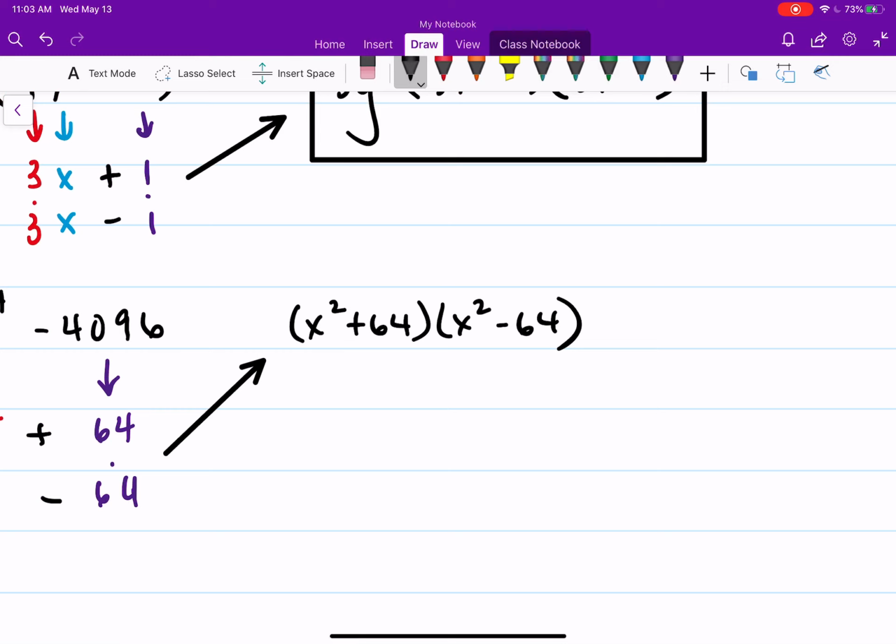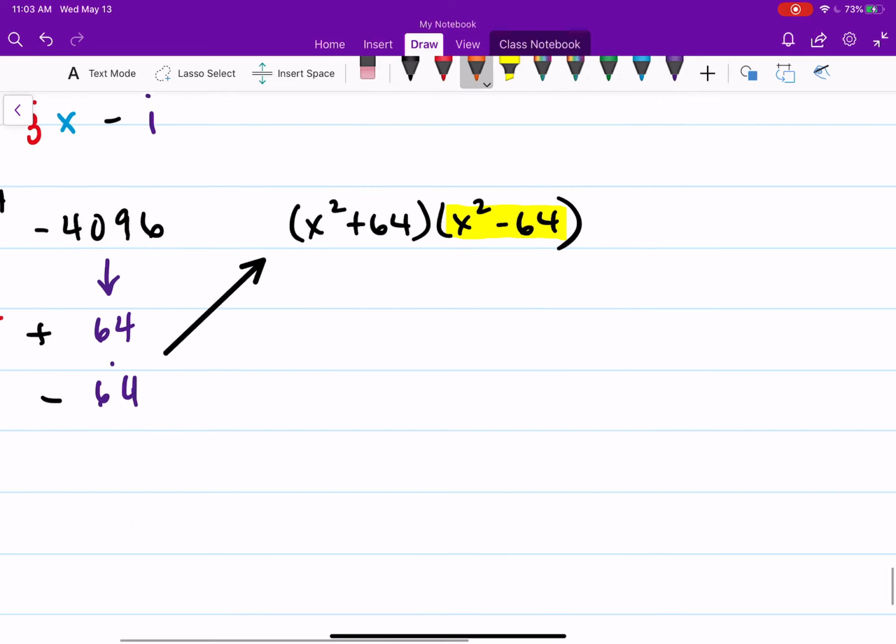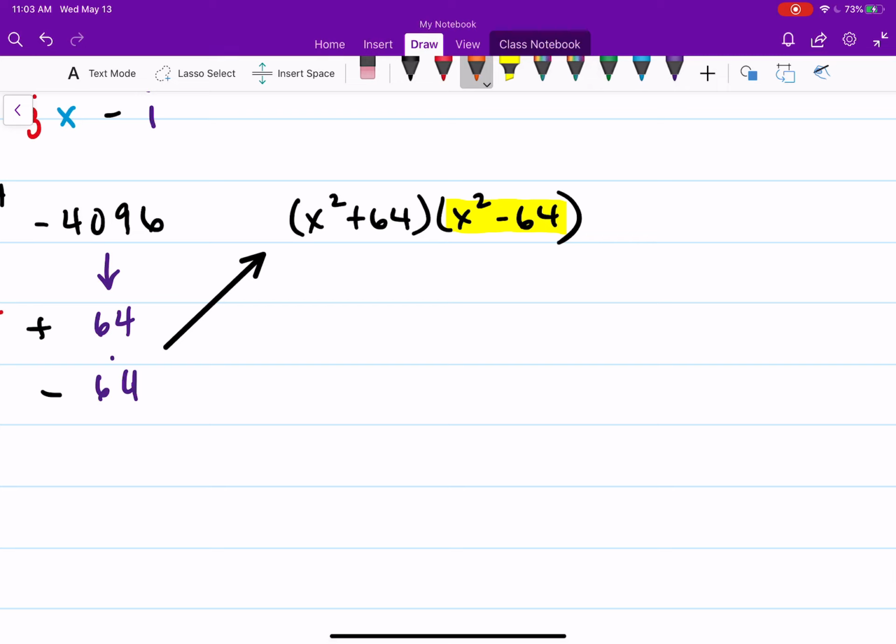You're right. This breaks down to this. However, what do you see here? Is that not the difference of two perfect squares? Aha! So it is. But this is not the difference of two perfect squares. So that one is done. Okay? So this one is done. And this is not done.